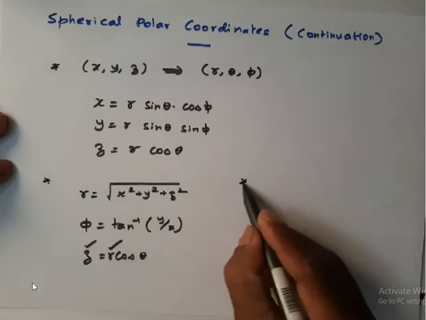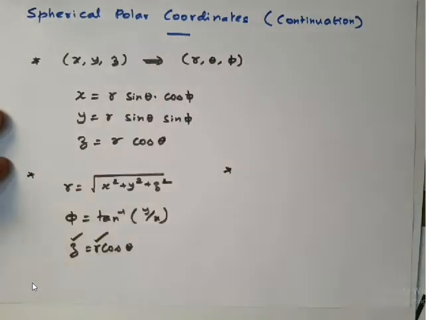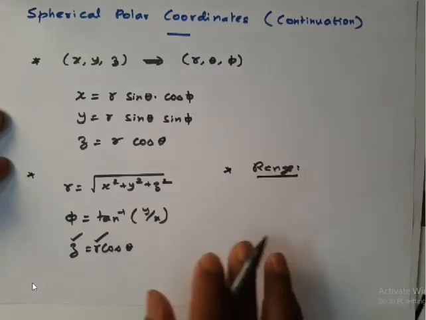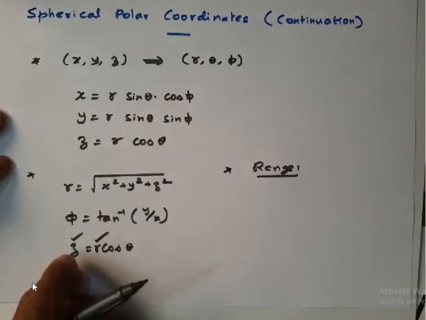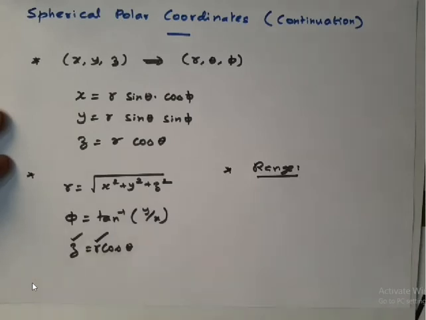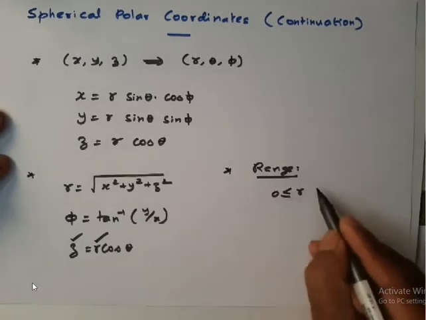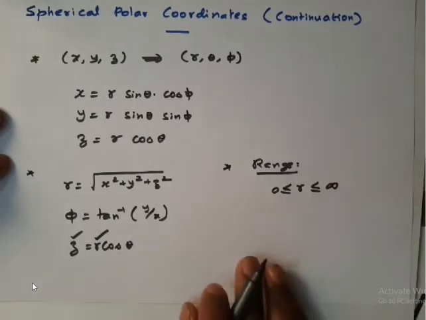One more point I would like to make here. What is the range for these r, theta and phi values? If a point is present exactly at the origin, then the r value is 0. And you can keep a point anywhere away from the origin; it can even go to infinite distance. Therefore, the range for r is 0 to infinity.